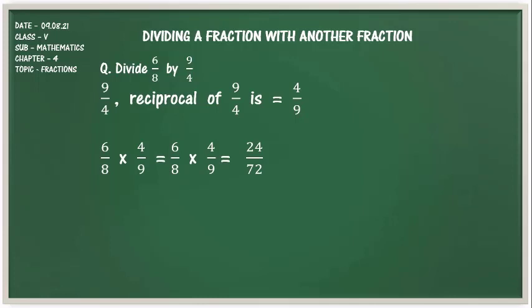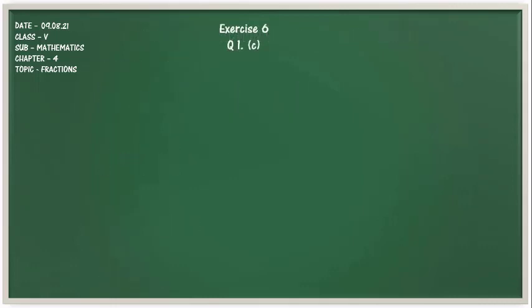After multiplying the numerator with the numerator, we got 24, and after multiplying the denominator with the denominator, we got 72. After reducing this fraction 24 by 72, at last we got 1 by 3, and 1 by 3 will be our answer. Let's try to solve some questions from the exercise.